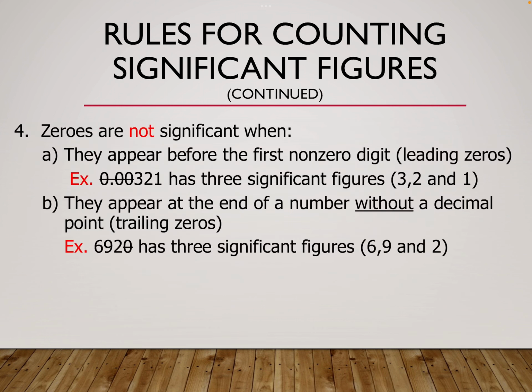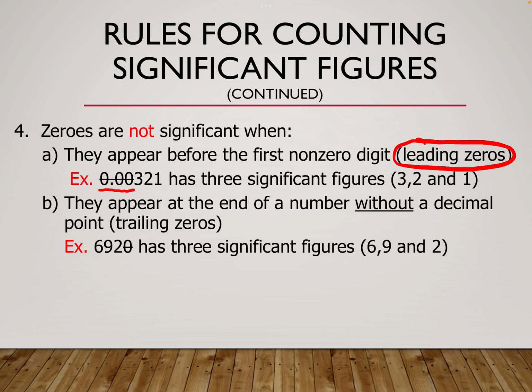Here's when zeros are not significant. Zeros are not significant when they are at the beginning. Do you see that these are at the beginning of some numbers? Like this is a number that's smaller than 1, right? And so these zeros at the beginning are just placeholder zeros to make sure the 3, the 2, and the 1 end up in the right spot. So those zeros are not significant. Those are called leading zeros, zeros in the front. They are not significant because they are just placeholder zeros. They're making sure the real numbers end up in the right place.